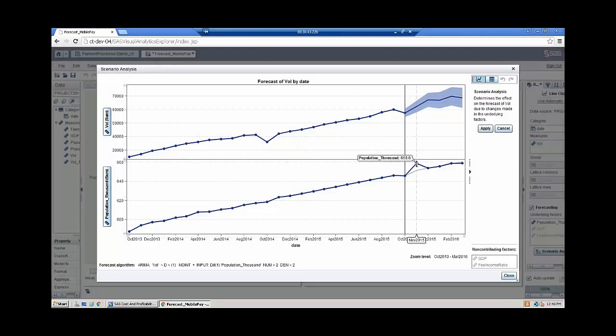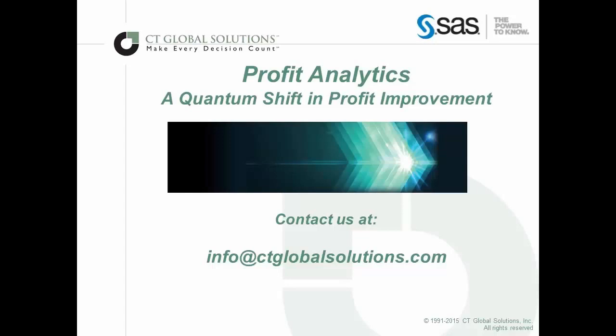the transaction volume changed. As we've seen, CT Global's Profit Analytics for Payment Processors, powered by SAS, gives you effective, proven analytics to help you discover the true cost and profitability of your business. Gain insight into today with robust analysis, and plan for the future with accurate modeling and forecasting.